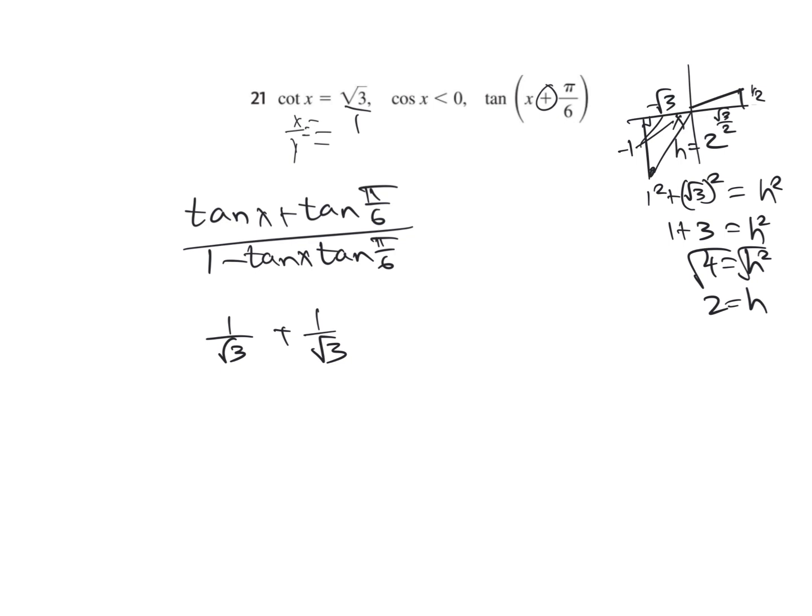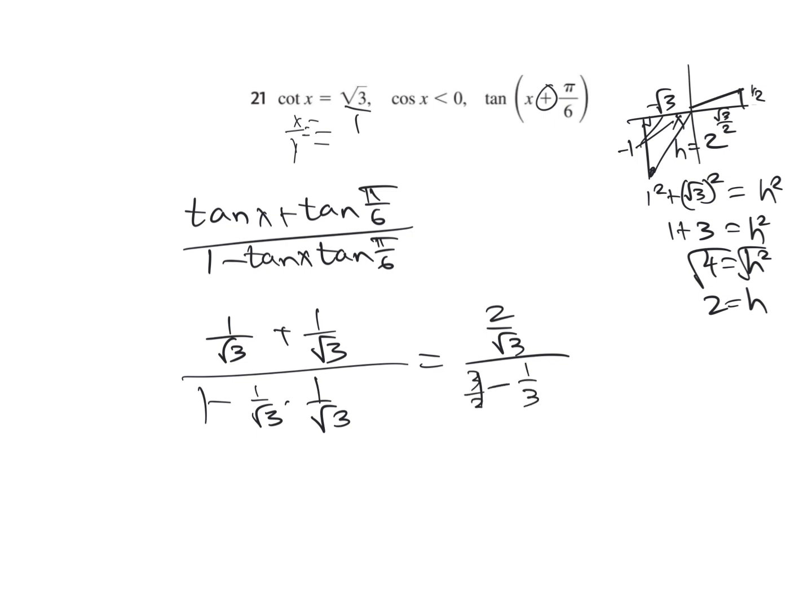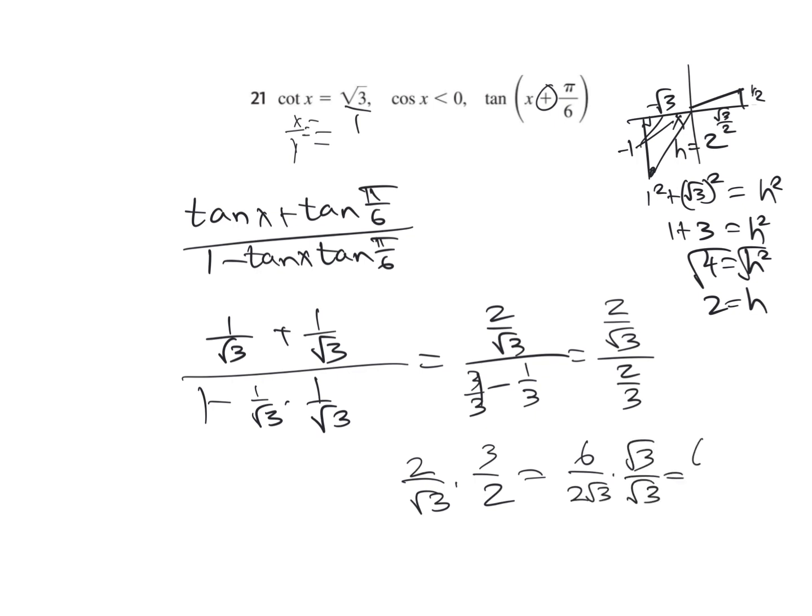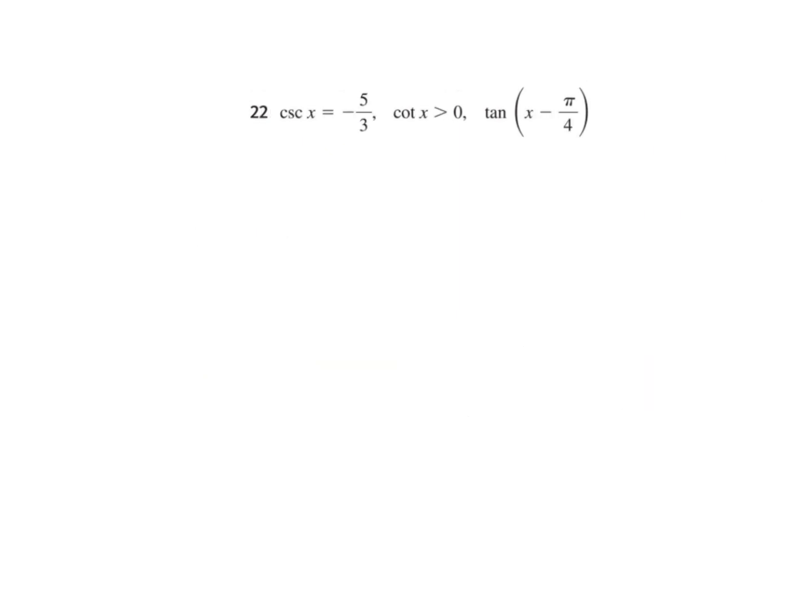Okay, so now 1 minus 1 over the square root of 3 times 1 over the square root of 3. So this is 2 over the square root of 3. On the bottom we have 1 minus 1/3, so common denominator. 2 over the square root of 3, and now we have 3 minus 1 is 2/3. Top times the reciprocal of the bottom gives us 6 over 2 square root of 3, multiplied by the square root of 3, 6 square root of 3 over 2 times 3 is 6, so the answer should be the square root of 3. All right, 22.